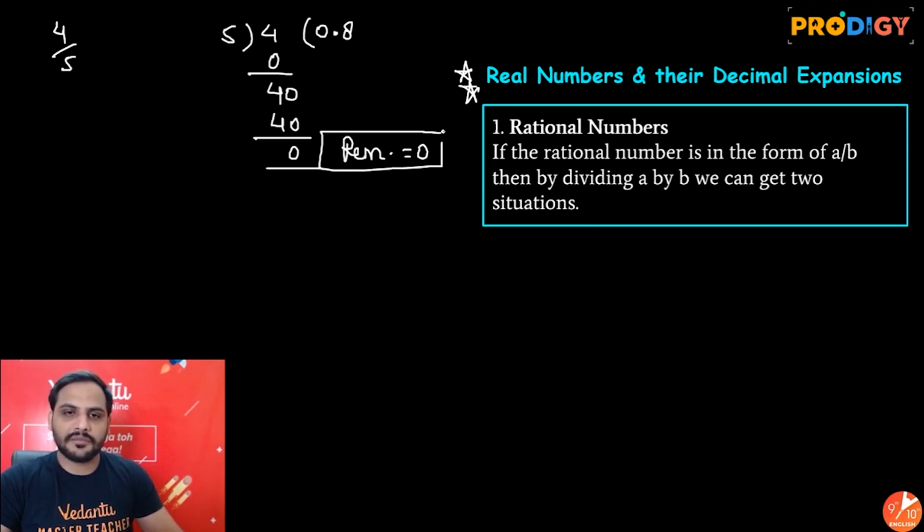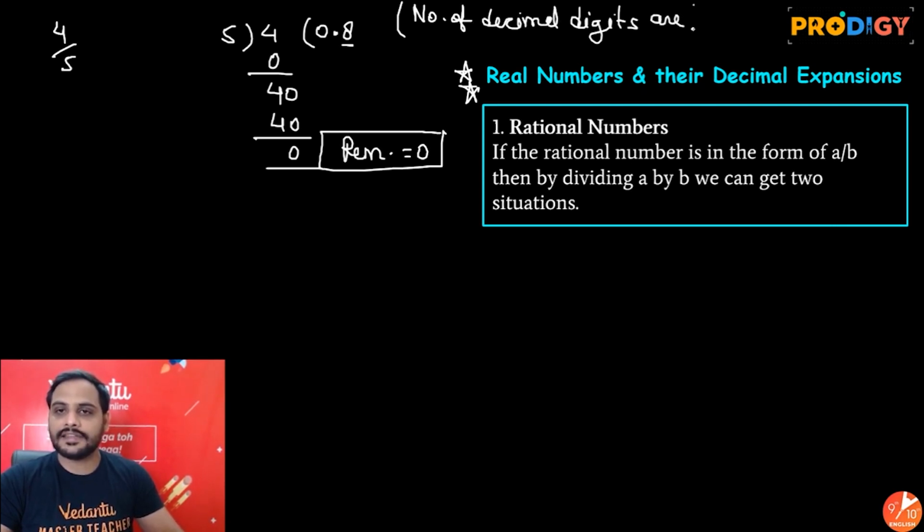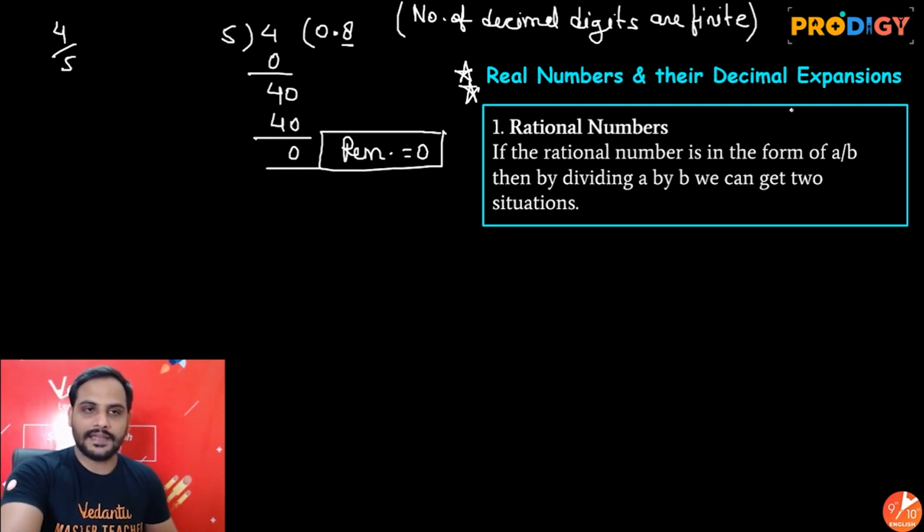You got remainder 0, and you can see the number of decimal digits are finite. Remember, the number of decimal digits are finite.